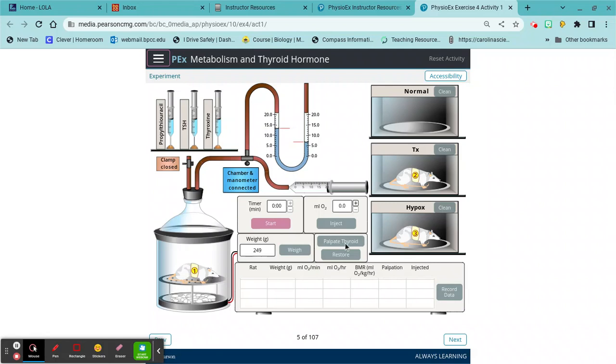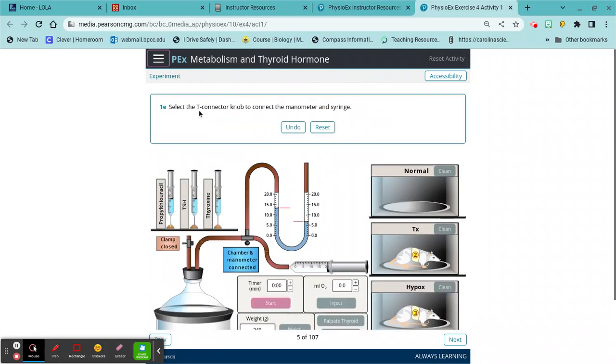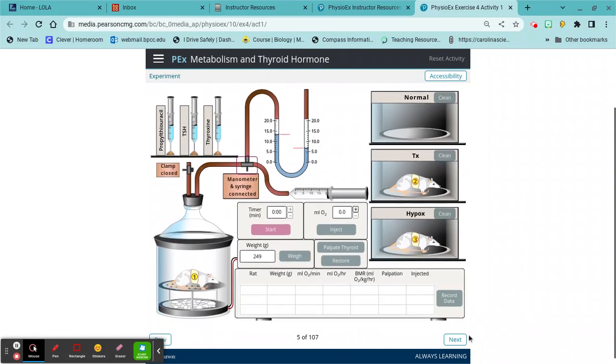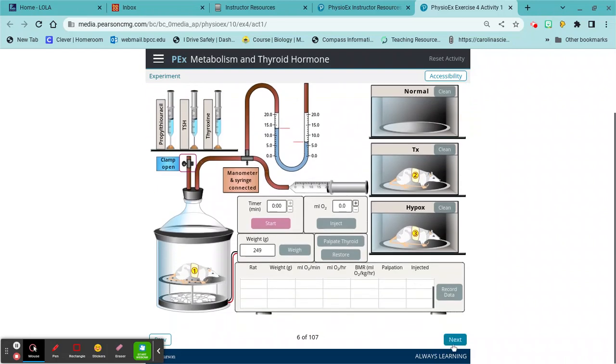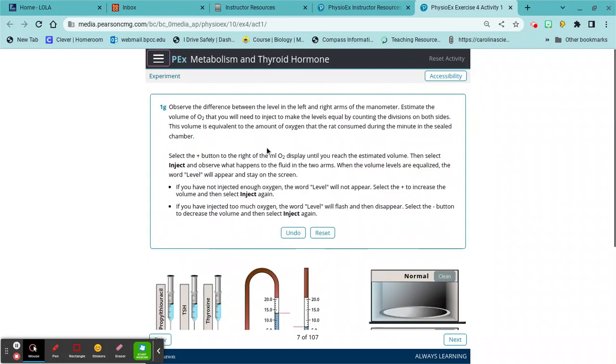I then push next. It says select the T connector knob to connect the syringe. So this is going to be adding a dose of this. And then we're going to turn the clamp back on to where it will let oxygen from the outside enter. Okay. And then it says, observe the difference between the level in the left and right arms of the manometer.